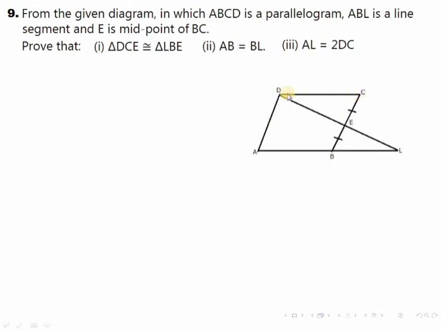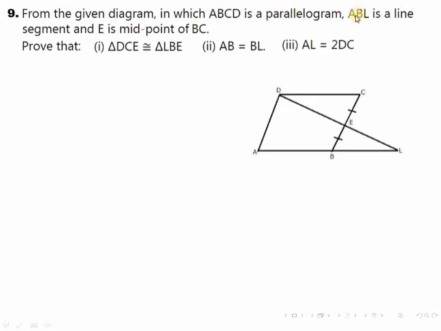Now since they have given us a parallelogram, let's talk about its properties. We can say that AB and DC are parallel, and not only parallel but they are equal also. AB is equal to DC or CD. Similarly, AD will be equal to BC. Please remember this.